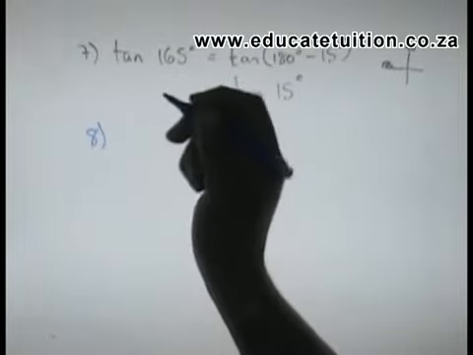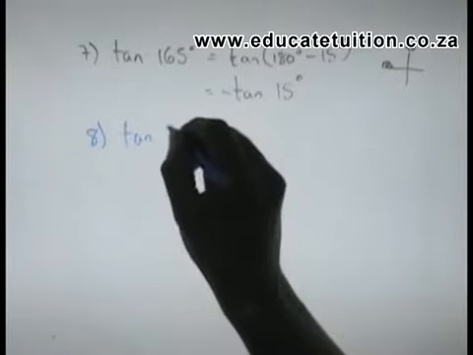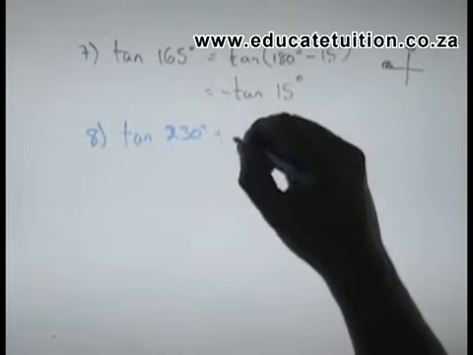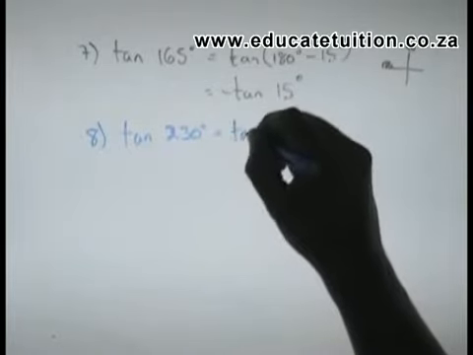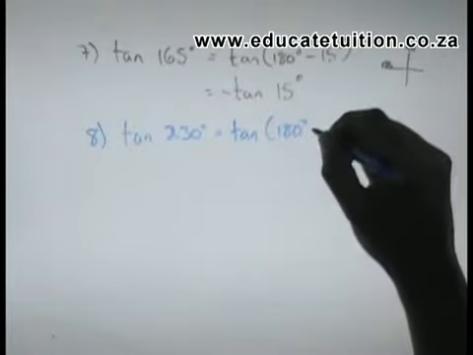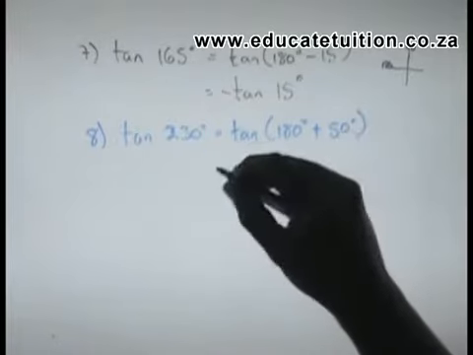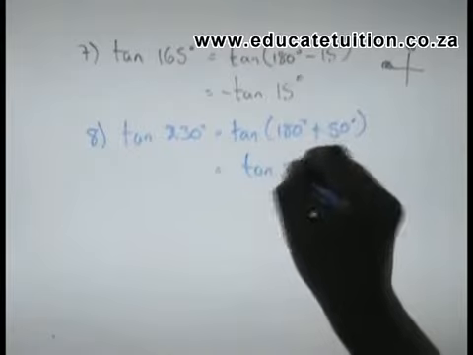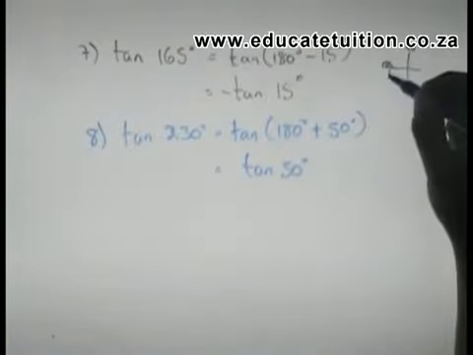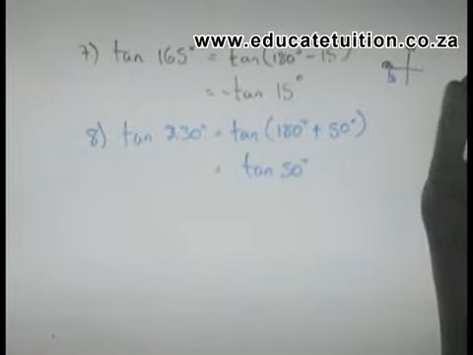Number 8, tan of 230 degrees is going to be the same as tan of 180 degrees plus 50 degrees, which is equal to tan of 50 degrees, positive. Why? Because 180 plus puts us into the third quadrant, in which tan is positive.